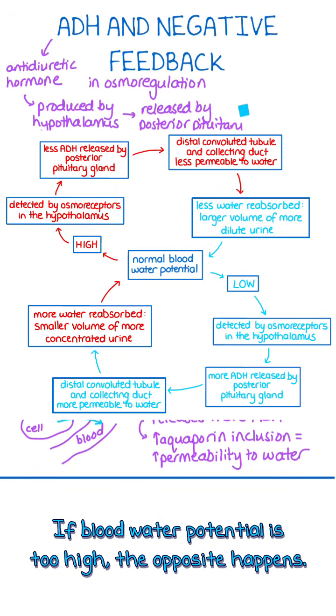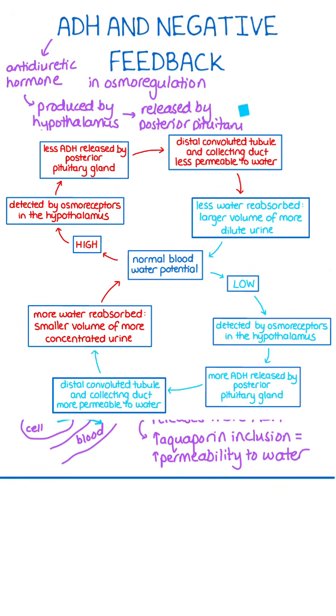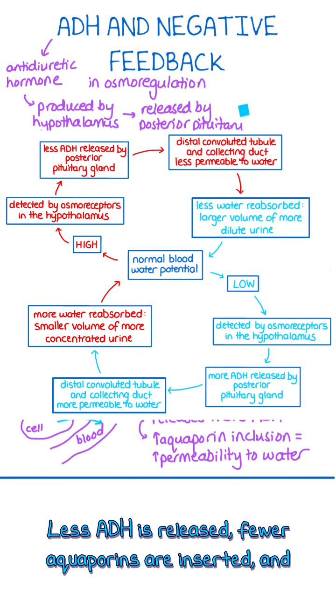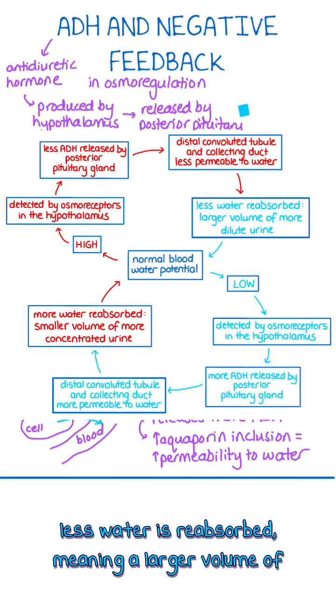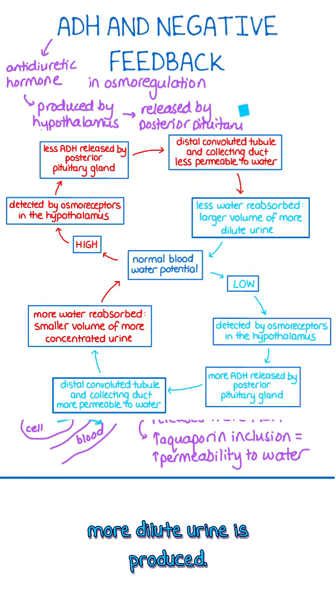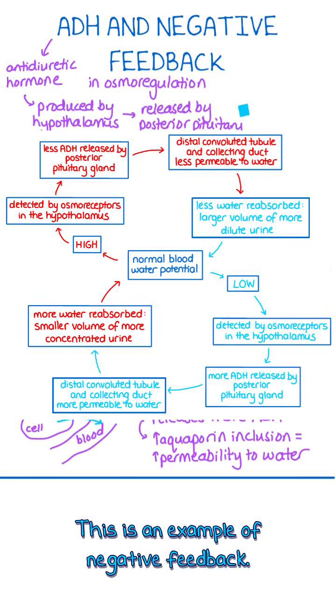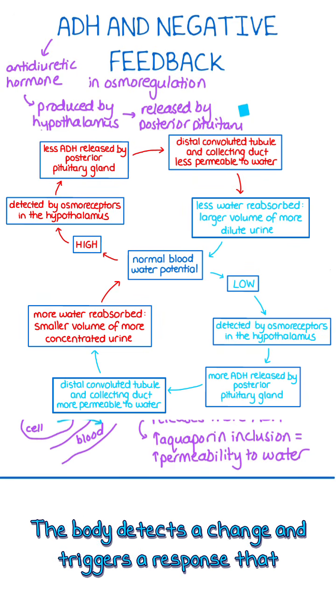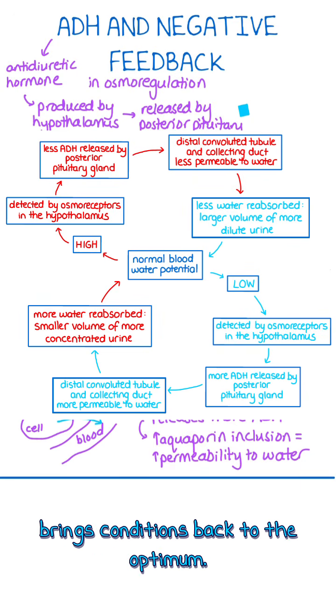If blood water potential is too high, the opposite happens. Less ADH is released, fewer aquaporins are inserted, and less water is reabsorbed, meaning a larger volume of more dilute urine is produced. This is an example of negative feedback. The body detects a change and triggers a response that brings conditions back to the optimum.